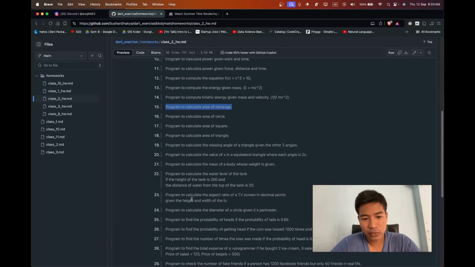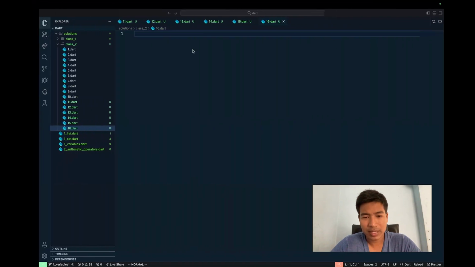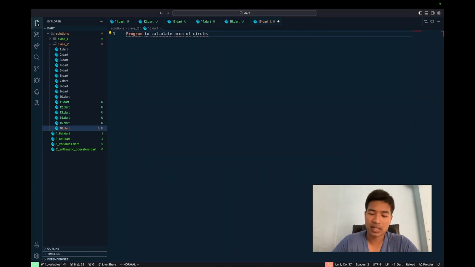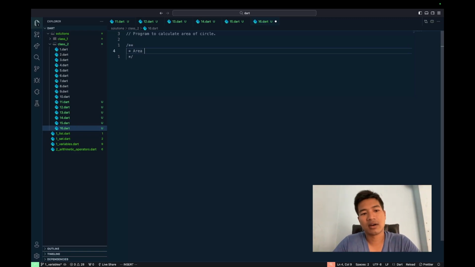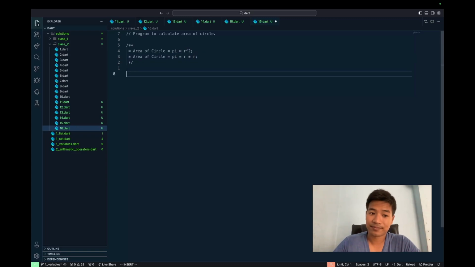Question 16: program to calculate the area of a circle. Very simple. The formula for the area of a circle is pi r squared. So we need pi multiplied by r squared. Pi is 3.14.